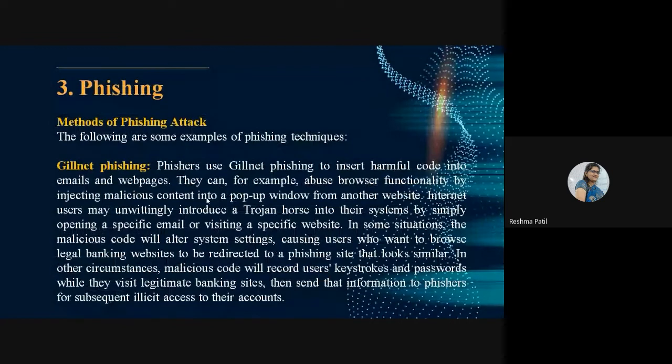Next type is gillnet phishing method. Phishers use gillnet phishing to insert harmful code into emails and web pages. Here in this method, phishers are going to insert harmful, malicious code into email. Through email, they are sending that code, as well as into websites also they are inserting that code.